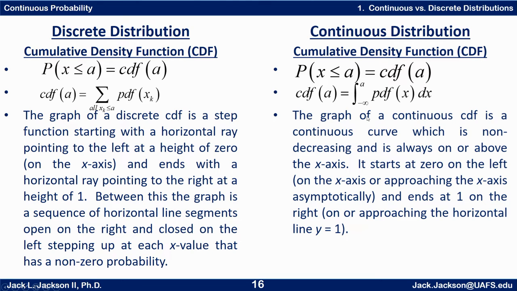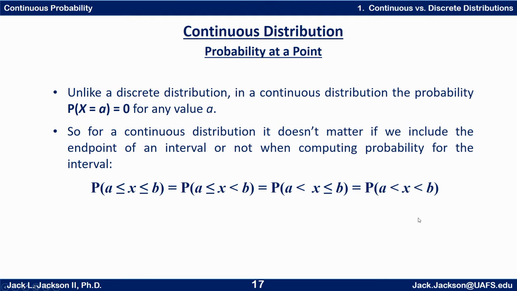In the continuous case, the graph of the CDF is a continuous curve, which is non-decreasing and is always on or above the x-axis. It starts at zero on the left, either on the x-axis or approaching the x-axis asymptotically as you go out to the left, and ends at y equals 1 on the right, either on y equals 1 or approaching the line y equals 1 asymptotically.